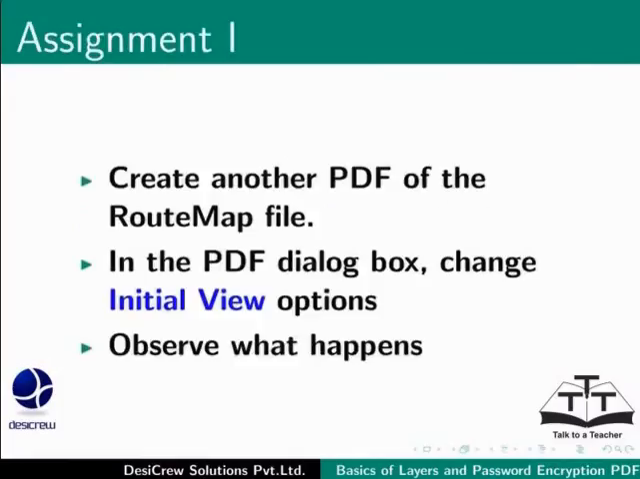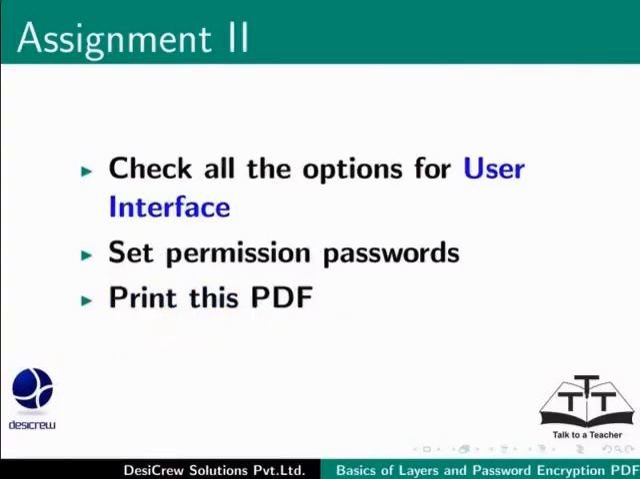Here is an assignment for you. Create another PDF of the rootmap file. In the PDF dialog box, change initial view options. Observe what happens. Check all the options for user interface. Set permission passwords. Print this PDF.